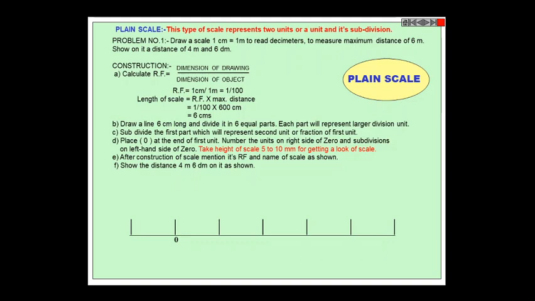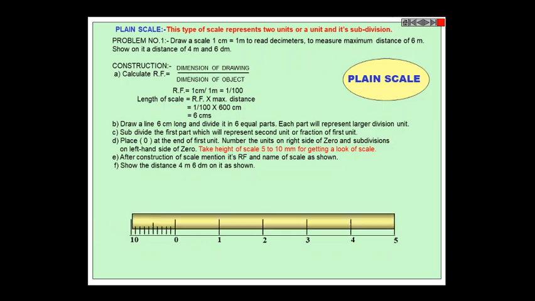Take a scale of 5 to 10 mm for getting a good look of the scale. 1, 2, 3, 4, 5. So here 5 to 10. So I am able to divide the scale. Now the scale is formed.